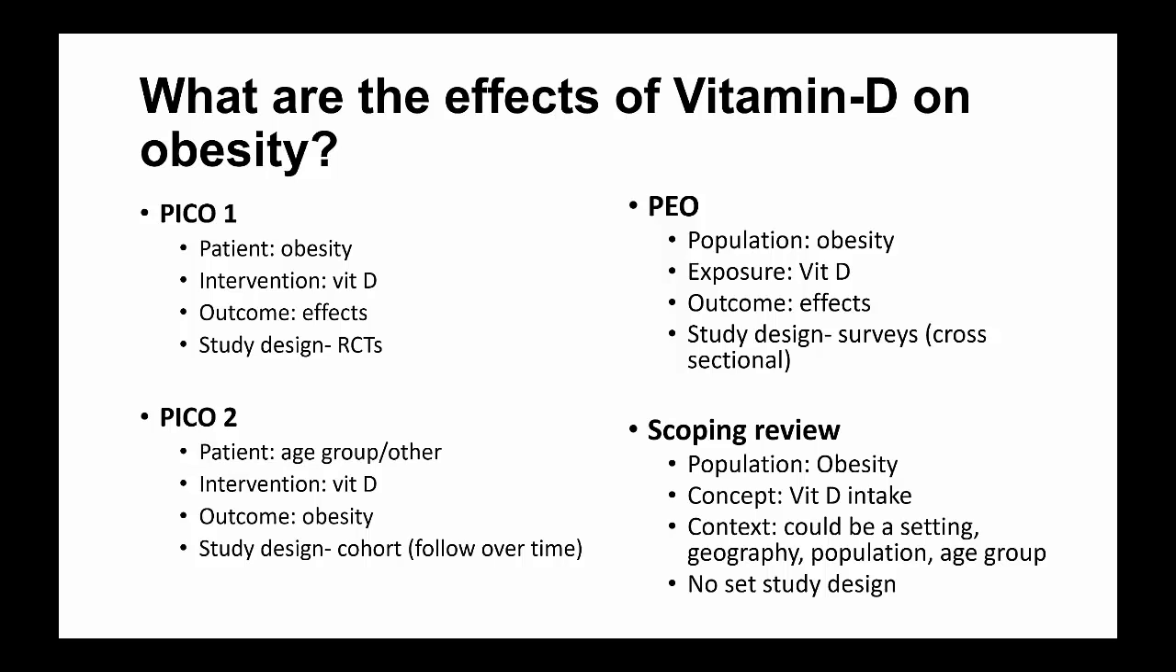And then in a scoping review, maybe you want to take a broader view of this topic. Maybe you do have a certain context, or maybe you want to see what research has been done on this to help figure out where to go next. Sometimes people use scoping reviews to determine research priorities, different things like that. And most of the time, scoping reviews don't set a certain study design.